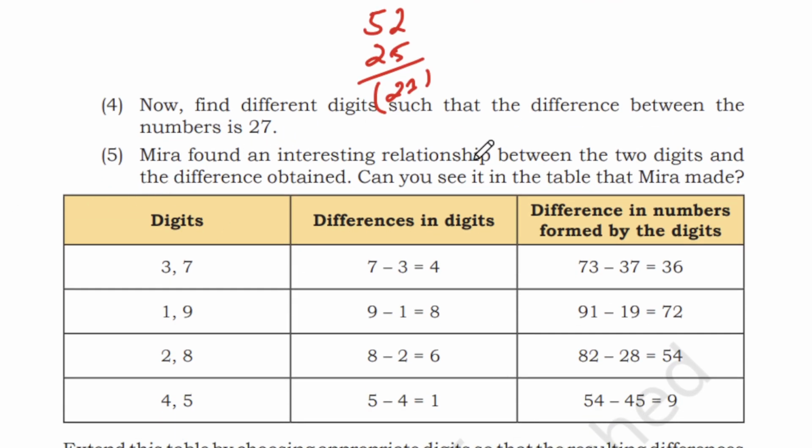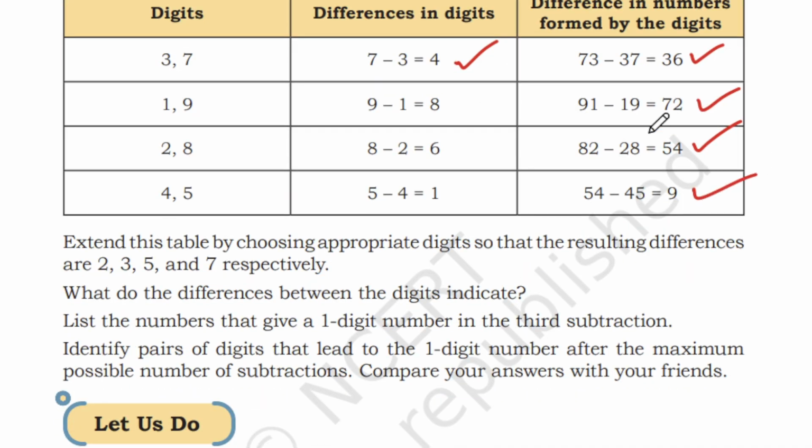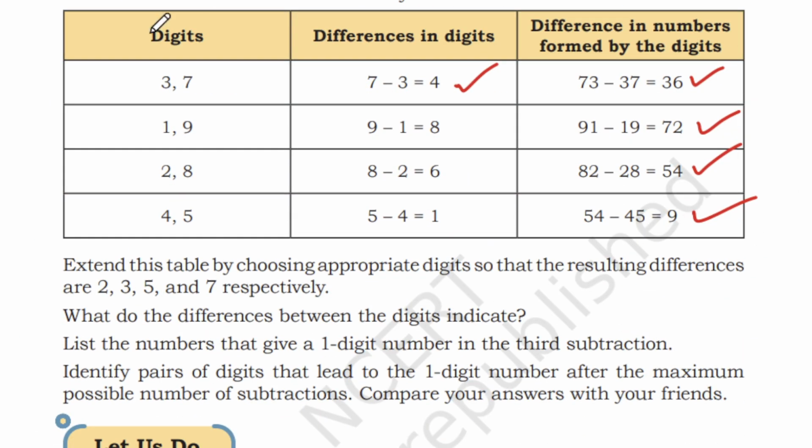Meera found an interesting relationship between two digits and the difference obtained. Can you see in the table that Meera made here? So the digits 3 and 7. 7 minus 3, she got 4. So obviously it is 36, 9 fours are 36. Likewise, if you see the difference here, it is 8, 9 eights are 72. Here the difference is 6, 9 sixes are 54. The difference 1 here and 9 ones are 9. Likewise, we found the same thing they have given in a tabular column.